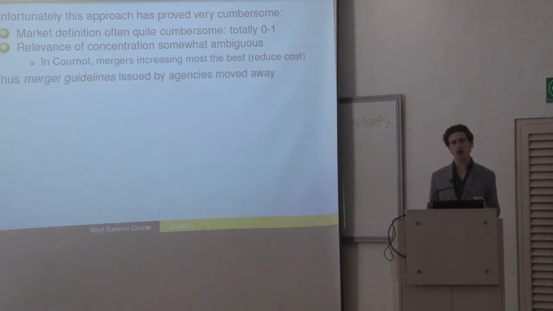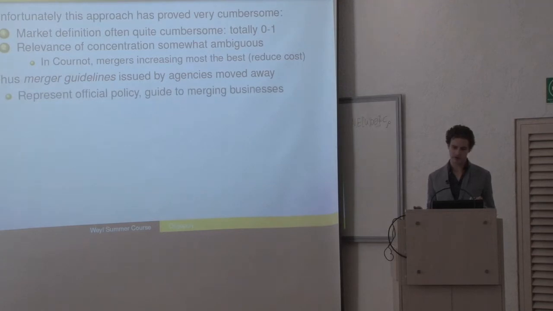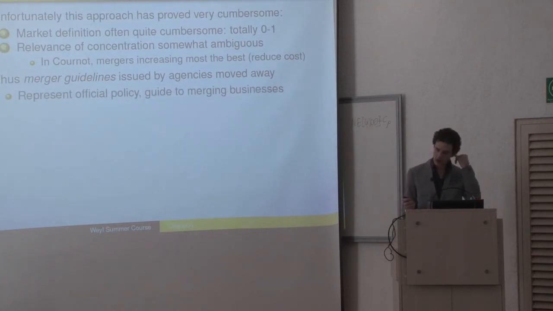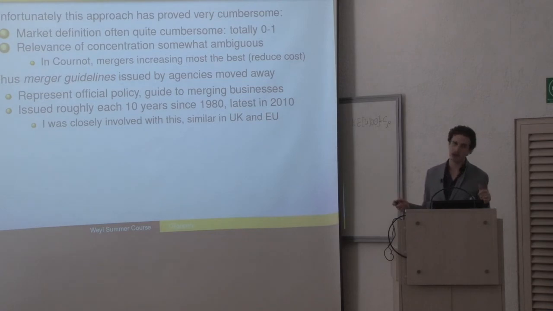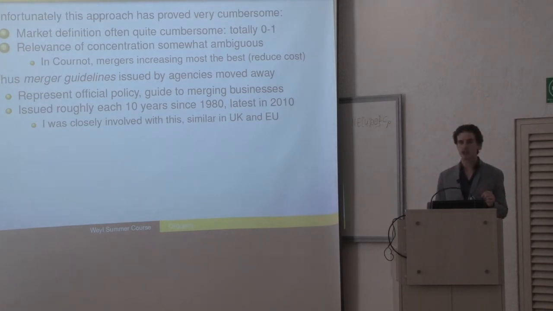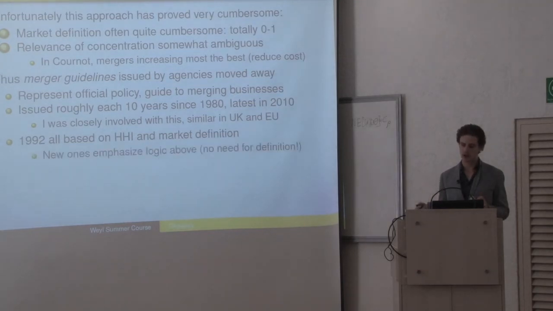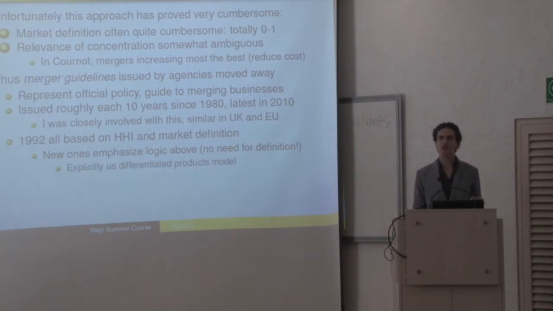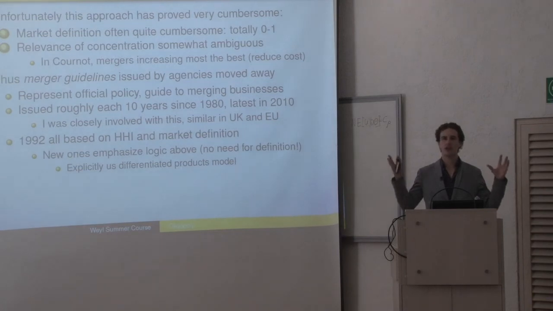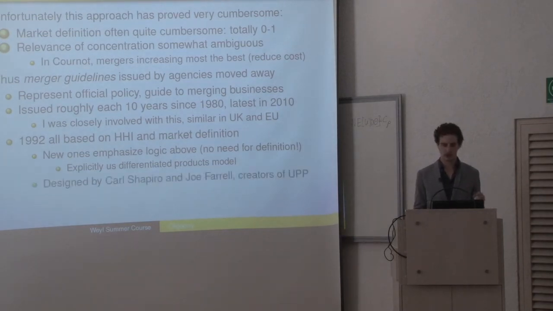So the new merger guidelines that were issued 2 years ago now, and that I was quite involved in the writing of, are now the official policy in the US. Also, they issued new ones in the UK at the same time. They really changed the way that merger policy was conducted. The 1992 merger guidelines, which were the last ones before these, were all based on Herfindahl indices and market definition. Whereas the new ones emphasize the differentiated product industry. So rather than assuming that there's just one product, it explicitly takes into account the fact that there are many different products, right?